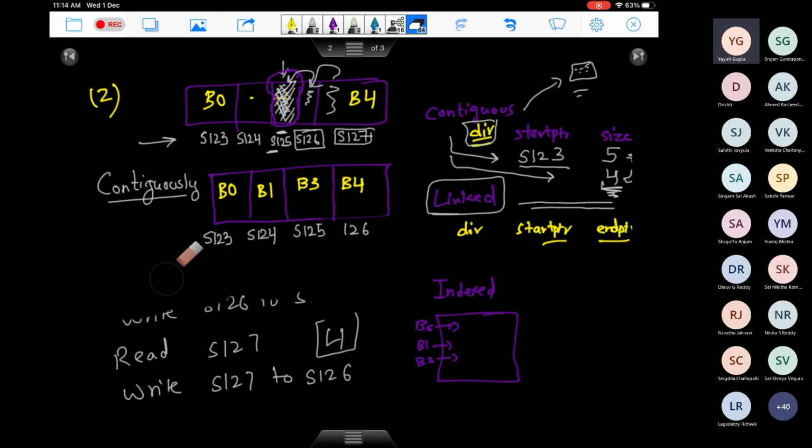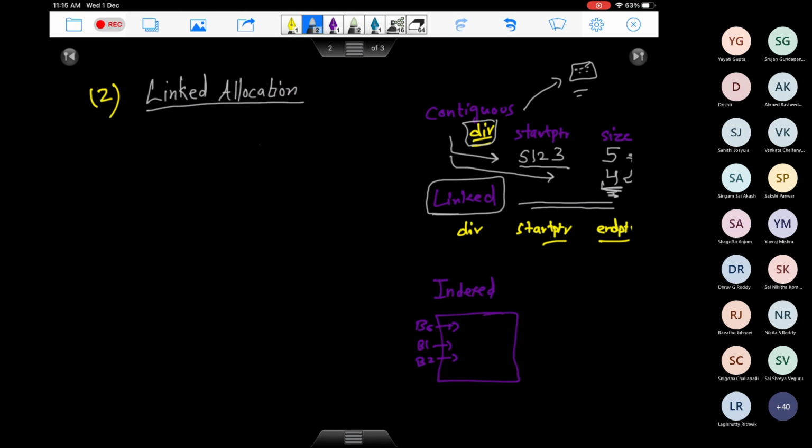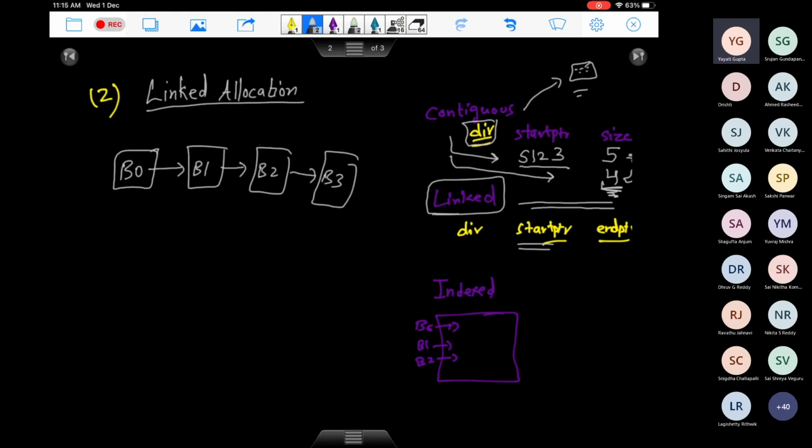What is happening in a linked allocation is, please note that for these sessions, I'll upload the recording in your spreadsheet, but not the slides, because I'm overwriting the slides. In linked allocation, you have a start pointer. Your directory will have the pointer to B0, and then B0 would have another pointer pointing to B1, which would be pointing to B2, which would be pointing to B3, and let's say B3 is pointing to B4. Now, you want to remove B2.